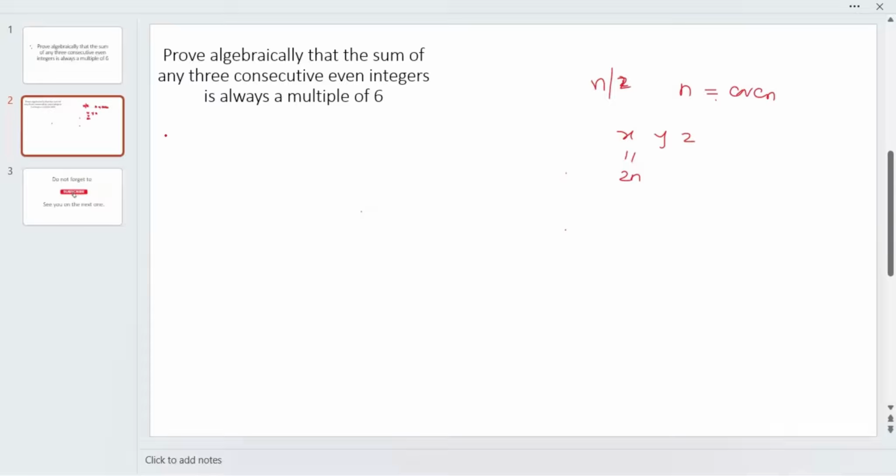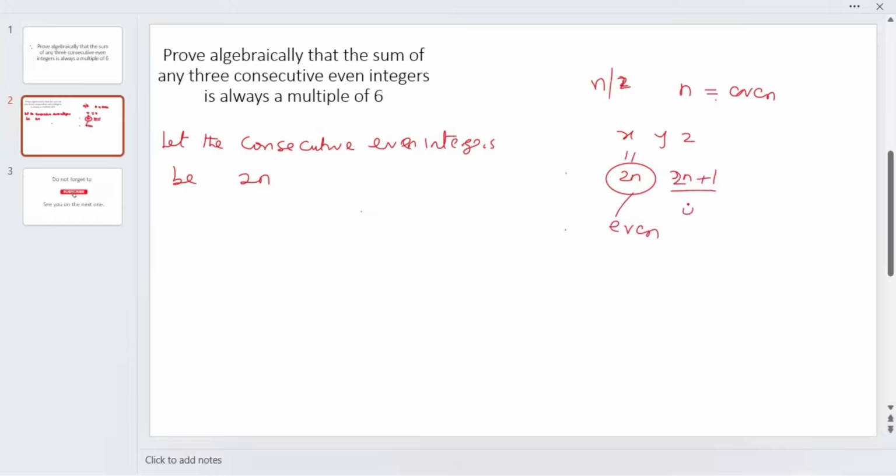So I'll say something like, let the consecutive even integers be 2n, right? So if 2n is the first even number, then it means 2n plus 1 will be odd. If this is even, it means 2n plus 1 is odd. So the next even number has to be 2n plus 2. Don't forget they are consecutive, meaning that they are following each other, right?